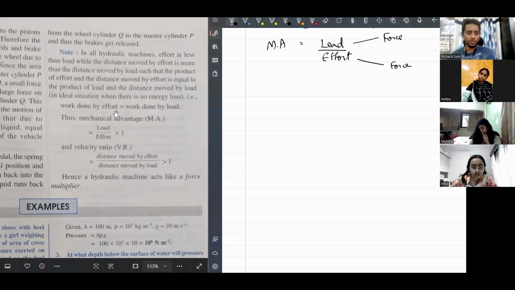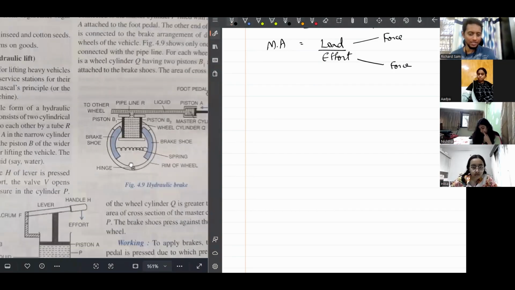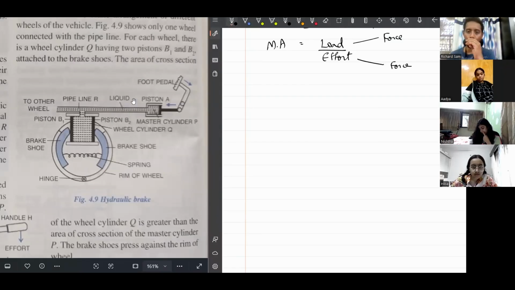Suppose we talk about this hydraulic machine, or let's talk about this brake. The person pressing the foot pedal to stop the car, what is he applying? He's applying the effort. And at the brake, that's where the load is. Load is like the weight of the car he's stopping. So we have to understand which of the two forces is load and which one is effort.